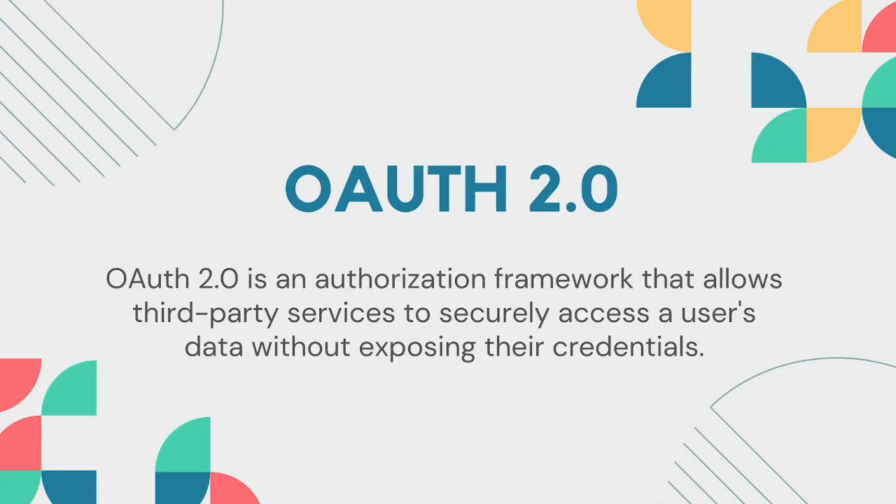Let us understand what OAuth 2.0 is. OAuth 2.0 is an authorization framework that allows third-party services to securely access a user's data without exposing their credentials. You could think of this as you are authorizing or giving permission to someone to access some of your data, but you are not sharing your credentials with them. OAuth is a standard that allows you to do this.